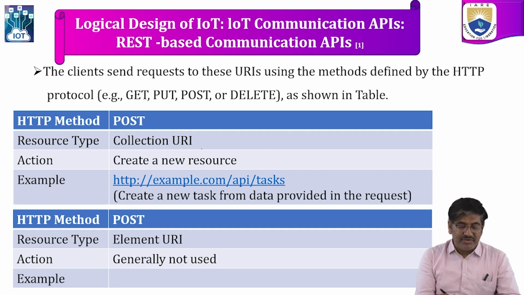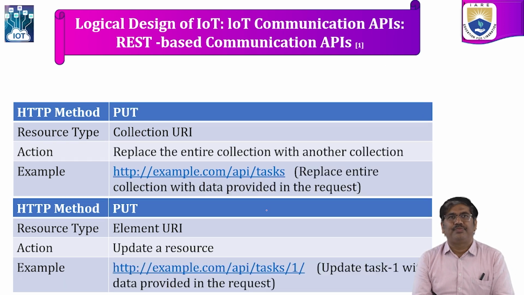The next method we have is the POST method. In the POST method also we have two types: collection URI and element URI. The collection URI will create a new resource, like http://example.com/API/task. This is for creating a new task with the data provided in the request. Whereas the element URI generally will not be used, so that's why we have not mentioned any example.